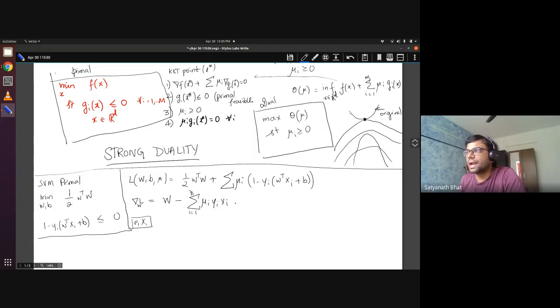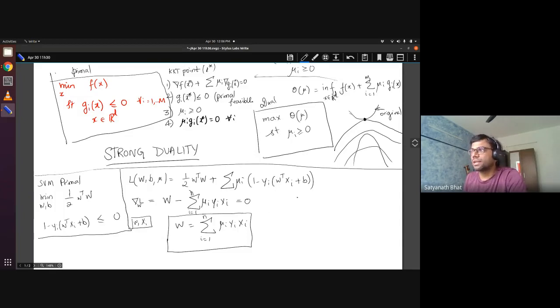So this is a vector and this is set to 0. This is the first condition. If you are trying to optimize over W and B, you are taking the infimum over the optimization variables. Here the optimization variables are W and B. So you take the gradient of the Lagrangian and set it to 0. That gives us the first condition: W is equal to summation i equals 1 to n of mu i yi xi.